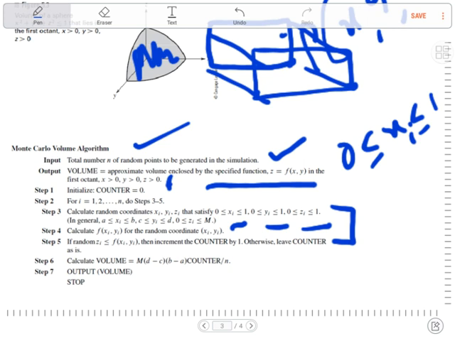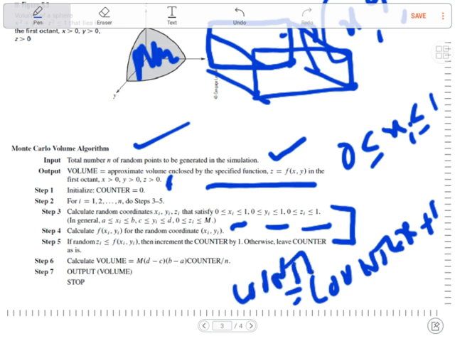And if the random zi is less than or equal to f of xi, yi, that means zi is lying below the surface, and if it is not, then it is lying above the surface. But we want it to lie below the surface, so we set counter equal to counter plus 1 if it is lying below the surface. Here it will be increased, otherwise leave it as it is. So these steps are repeated.